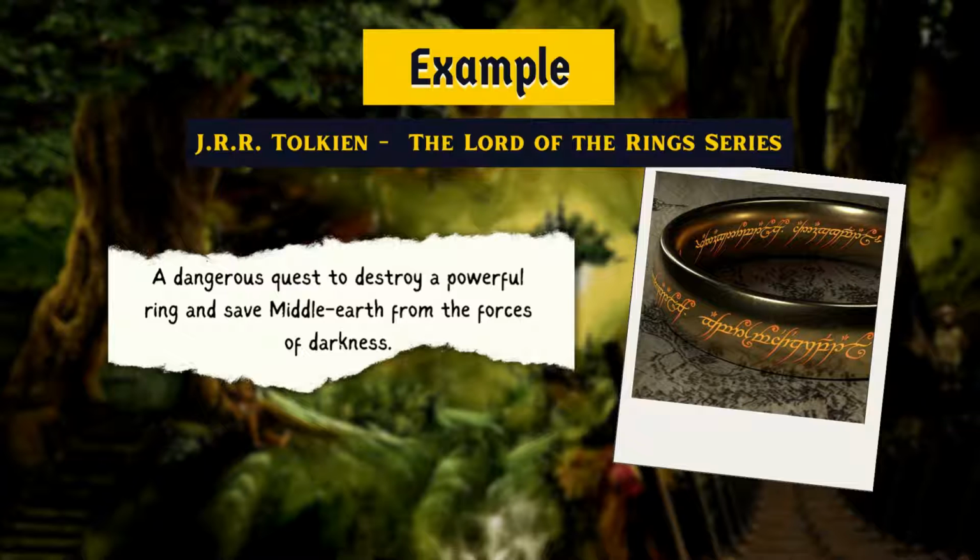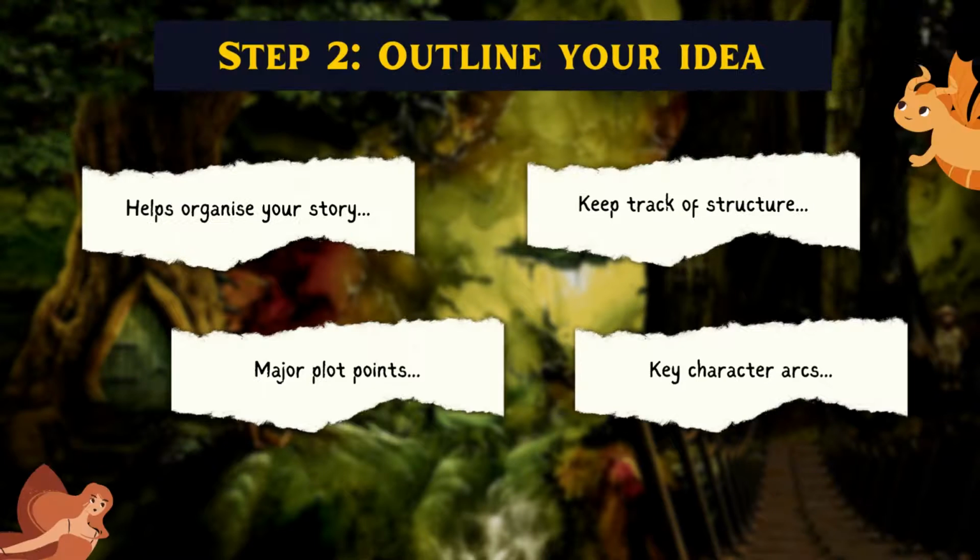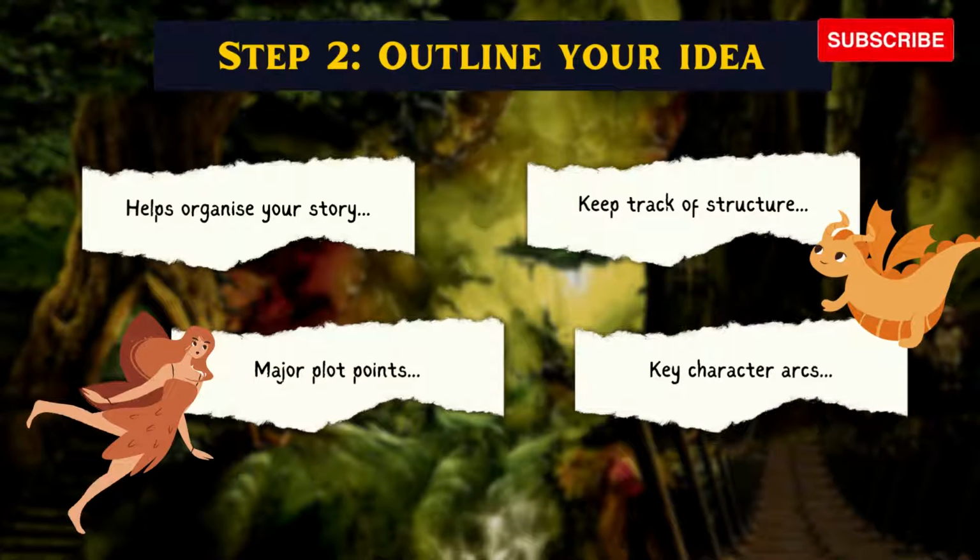Once you have your unique idea, it's essential to outline your novel. An outline acts as a roadmap that helps you organize your story and keep track of its structure. Start by outlining the major plot points, character arcs, and key events that will happen in your story. This will provide you with a clear direction as you start writing.